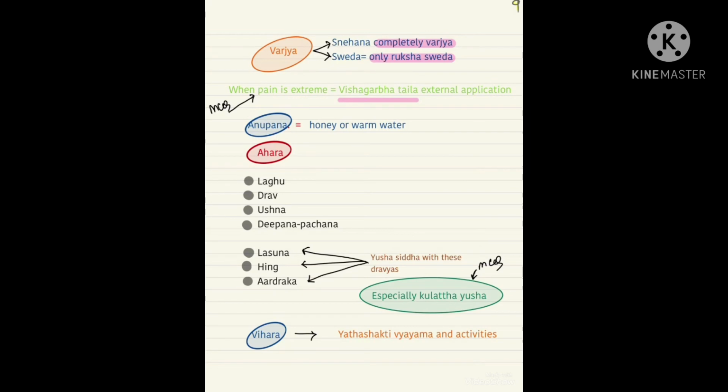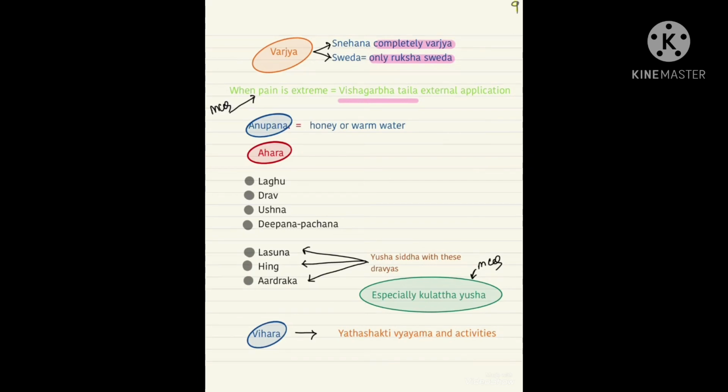Alright, what is Varjya or not to be done in Margavrodhajanya VATAVYADHI Chikitsa is that Snehan is completely Varjya, Snehan is not to be done, and in Svedan only Ruksha Sveda is allowed. In Dhatukshayajanya we saw that Snehan is very important, and in this type Snehan is completely Varjya, it's totally contraindicated, so it is not to be done. When the pain is extreme, there is a lot of pain at the side, then some external application of Vishagarbha Taila can be done.